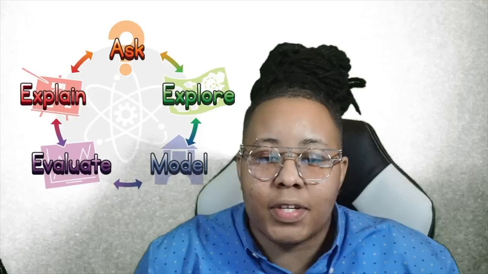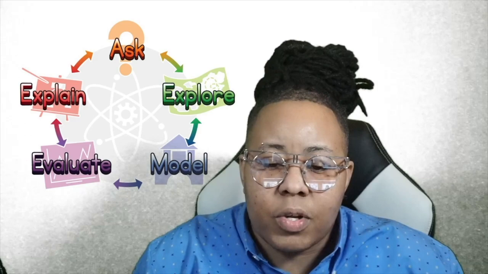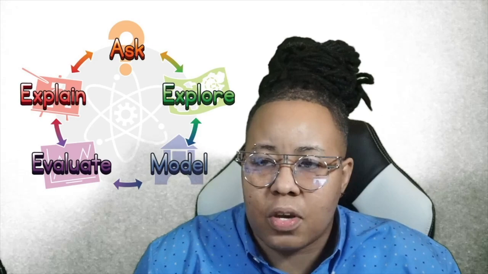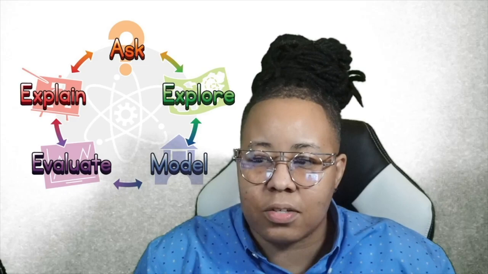So engineers use the design process to solve everyday problems. And when you use the design process, you start out by asking yourself a question. So, for example, we asked questions about the temperature outside. We asked questions about the size and shape of the popsicles. And then you explore ways to solve your problem.